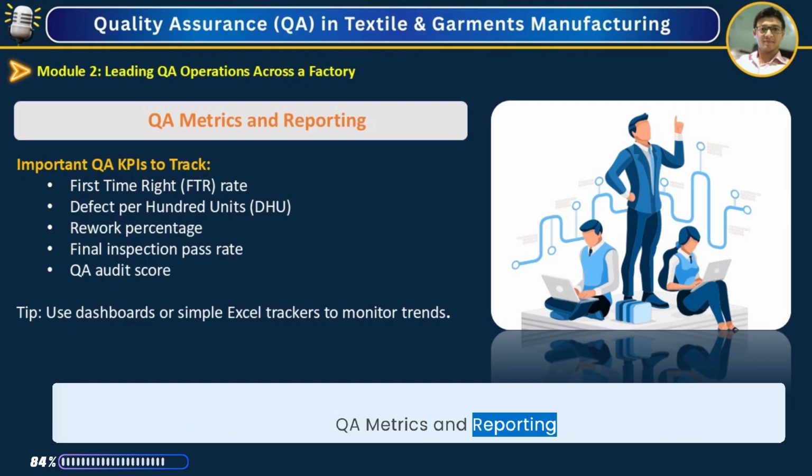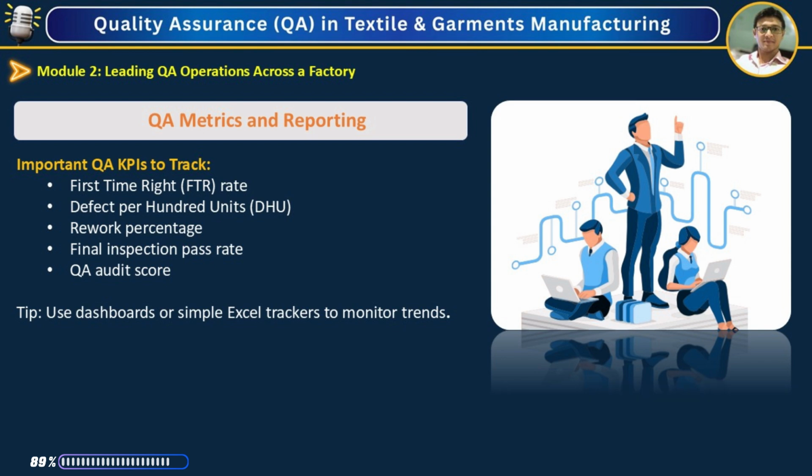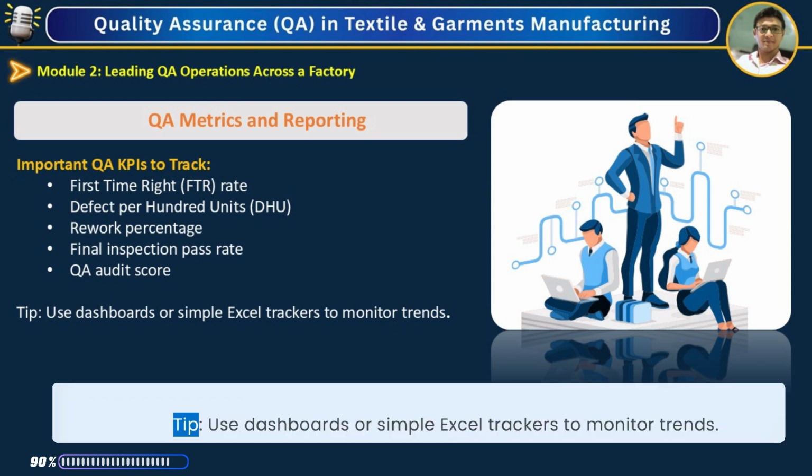QA metrics and reporting. Important QA KPIs to track. First time right rate. Defects per 100 units. Rework percentage. Final inspection pass rate. QA audit score. Tip: use dashboards or simple Excel trackers to monitor trends.